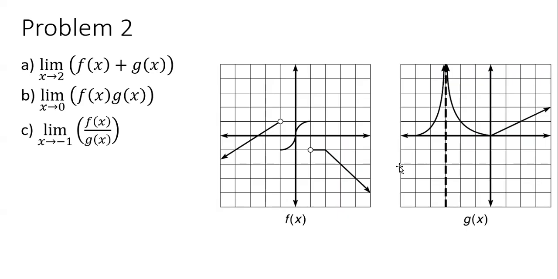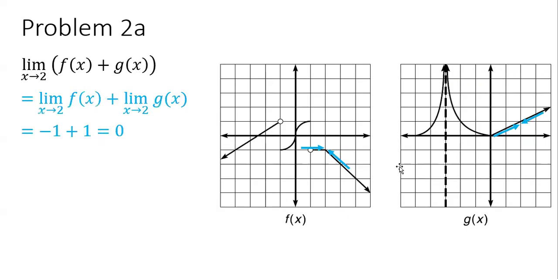Okay, let's go through part A. We're going to use properties of limits where we can find the limit of f plus the limit of g. So what's the limit of f as x approaches 2? We're approaching 2 from both sides. The y value approaches -1 from both sides. So the limit's -1. And for g, we're approaching 2. So what does the y value approach? That is 1. So -1 plus 1 equals 0. That's our answer.